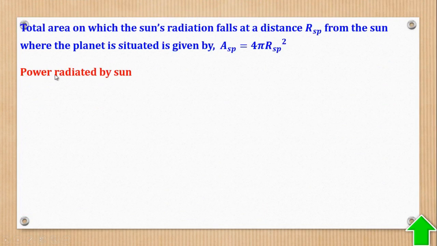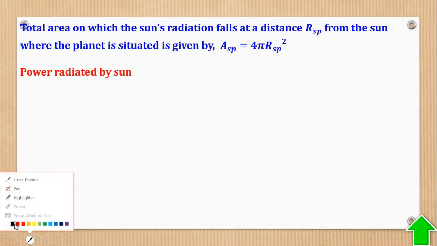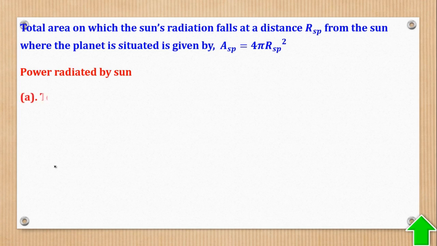So now we shall go to deriving some of the formulas to be used. So one will be the power radiated by the sun. We remember from Stefan's law, we derived the expression for power radiated. So that's what we shall remember.